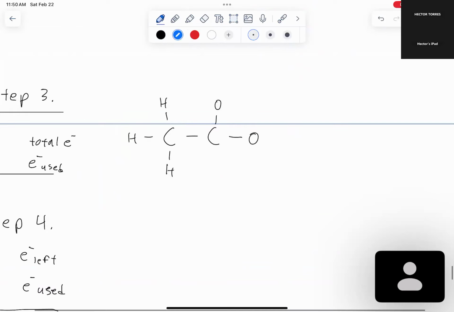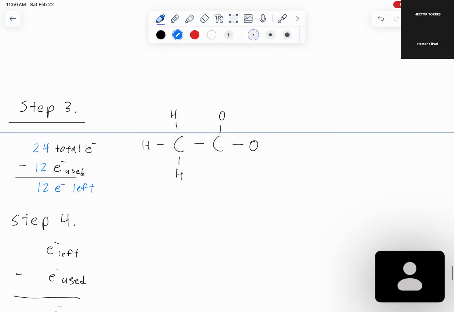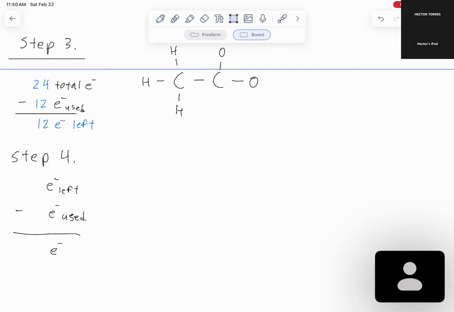Now for step 3, I also like to see how many electrons I used so that I can know how many I have left. I have 1, 2, 3, 4, 5, 6 bonds, and each of those bonds has 2 electrons in it. So 6 times 2 is 12, which means we have 12 electrons left. Next, we go to step 4.